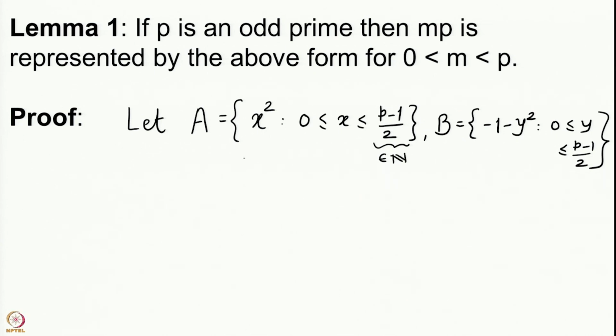So, we have the cardinality of A is 1, 2, 3 up to (p minus 1)/2 plus 1, because we have to add 0 to that. So, we have exactly (p plus 1)/2 numbers, and similarly here we have the set B of numbers minus 1 minus y square, again y goes from the same 0 to (p minus 1)/2. So, we have that both the sets A and B contain exactly (p plus 1)/2 numbers.